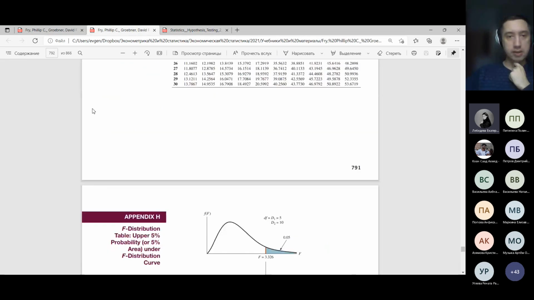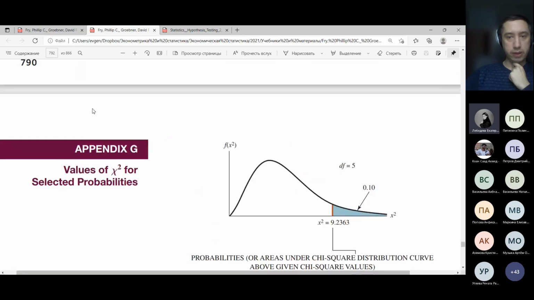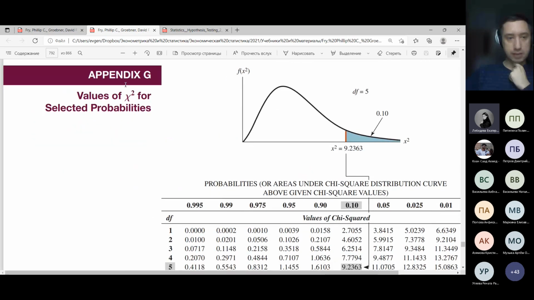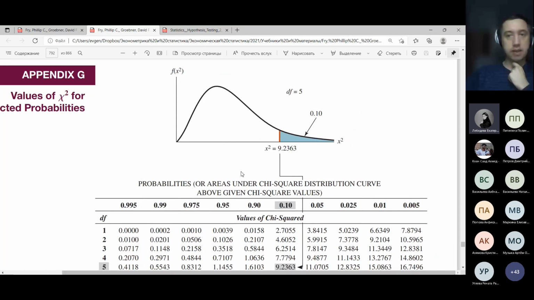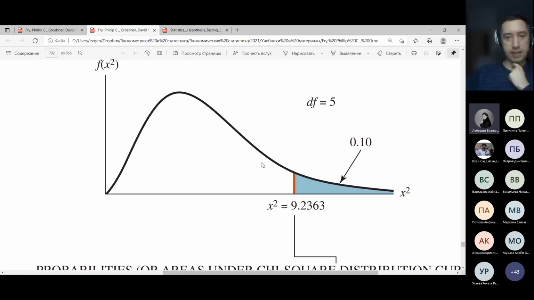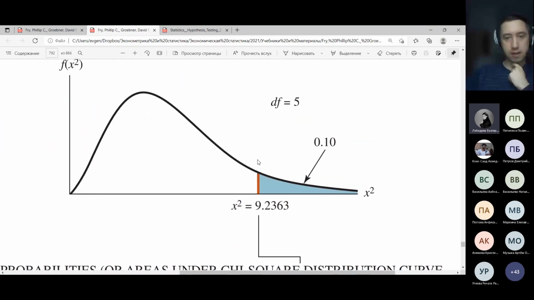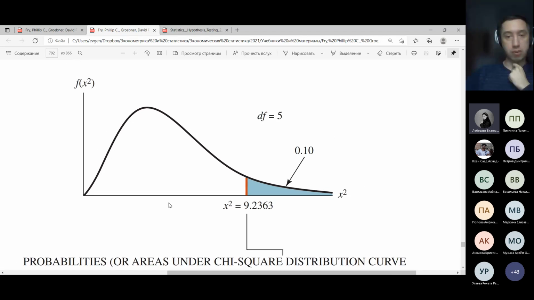And how does this table work? In your textbook, you have Appendix G, values of chi-squared for selected probabilities. Here you have a small example. Look, this line is your threshold, or your critical value. You know that the threshold is our critical value. And if our estimated chi-squared is greater than this threshold, we should reject the null hypothesis.